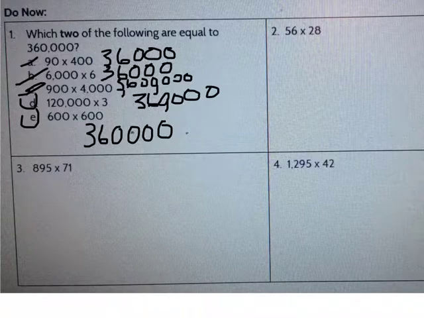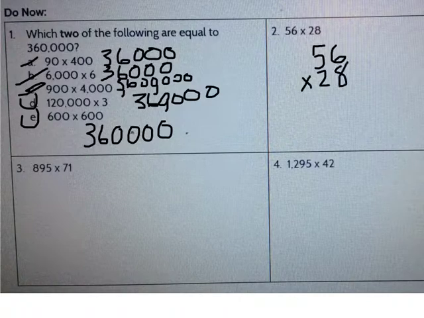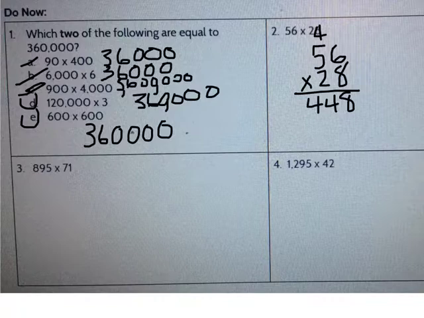Now let's look at number 2, 56 times 28. Well, if I were to do this multiplication problem, 56 times 28, I could start by multiplying 8 times both numbers. 8 times 6 is 48, carry my 4. 8 times 5 is 40, plus 4 more is 44. Now I'm finished. I would drop a 0 and cross out my 8.